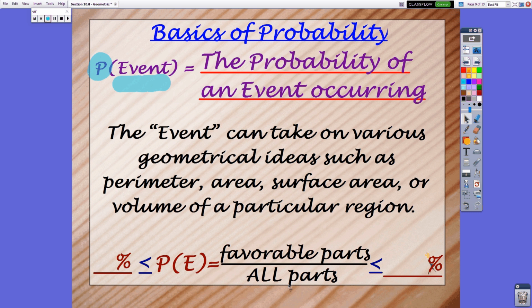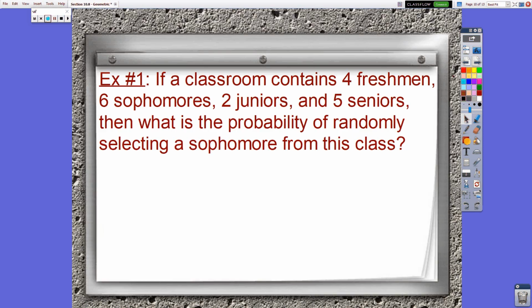Now, I've got probability set up here. Any event is going to have a probability between 0 and 100%. We're not going to go over 100%, and we're not going to go less than 0%. Our answers will all be percentages, preferably. They could be decimals that could be represented as percentages between 0 and 100%.